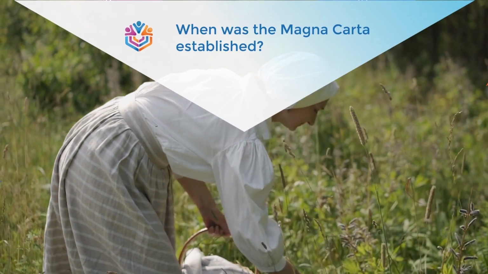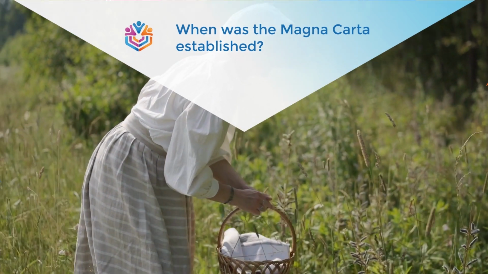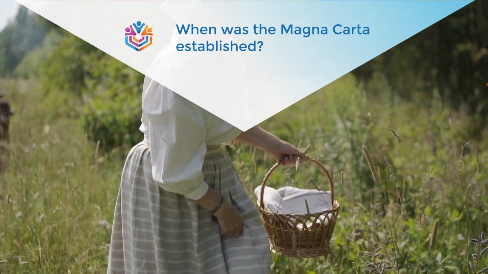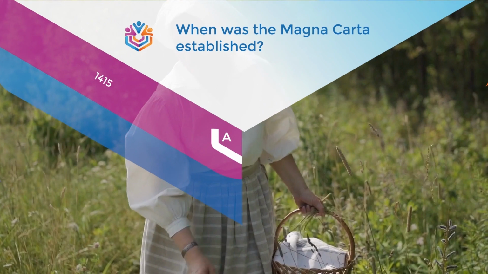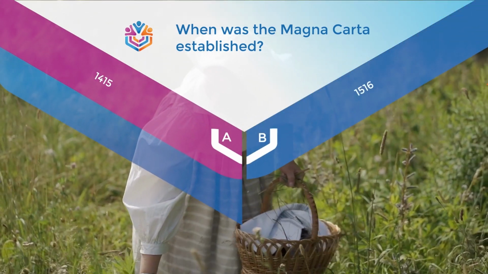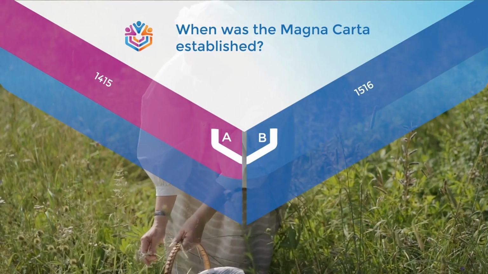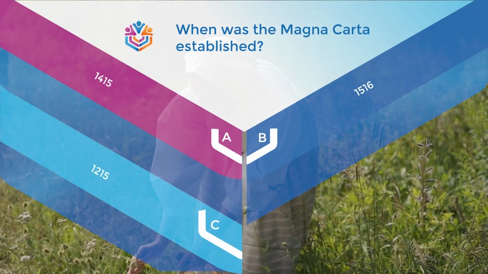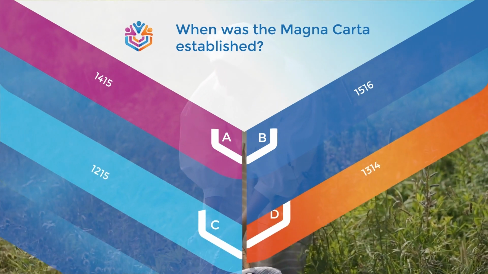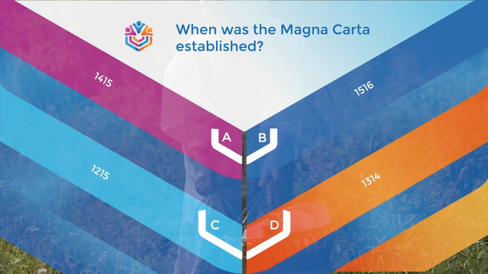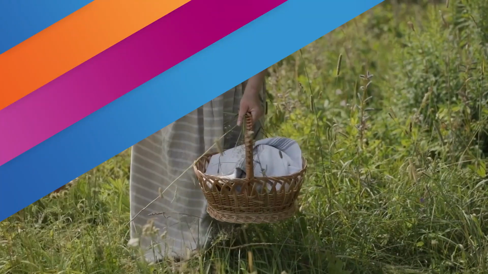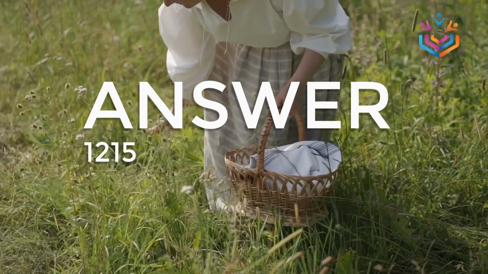12. When was the Magna Carta established? A. 1415. B. 1516. C. 1215. D. 1314. Answer: 1215.